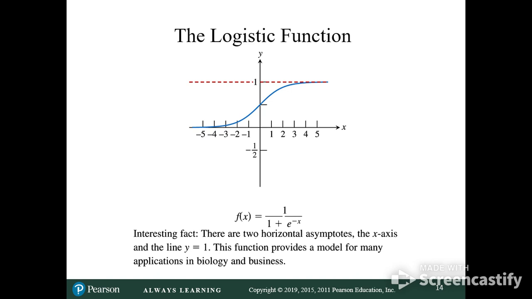And the last one is kind of the weird one that I hadn't seen much of in the past, and it's called the logistic function. It has an asymptote at 1 and an asymptote at 0, and it goes from there, and then it sweeps up to there. It's 1 over 1 plus e to the negative x. This is a function that models things in biology and business. So it has 2 horizontal asymptotes.